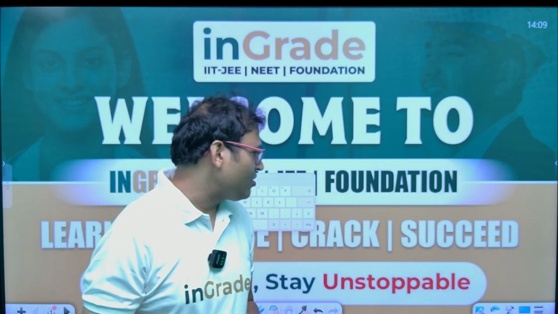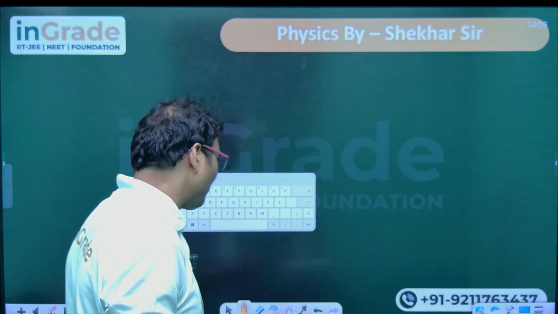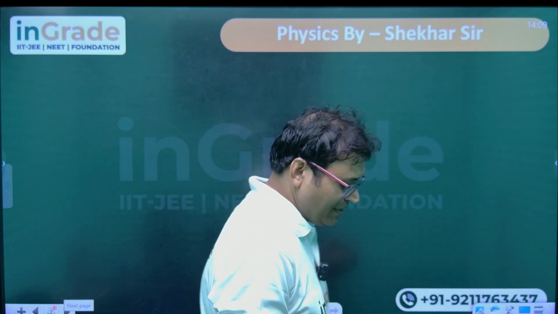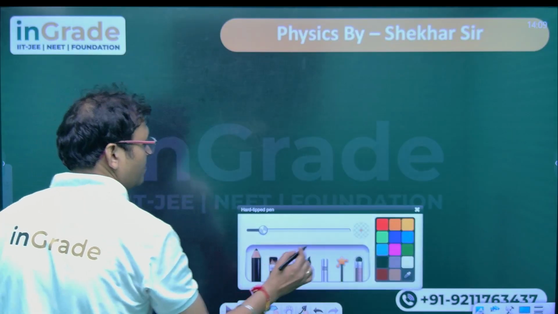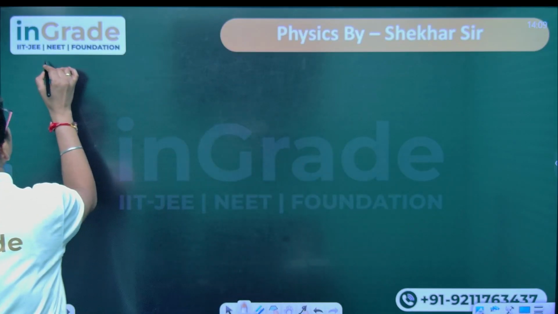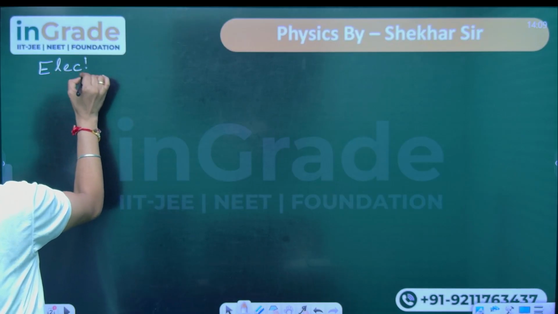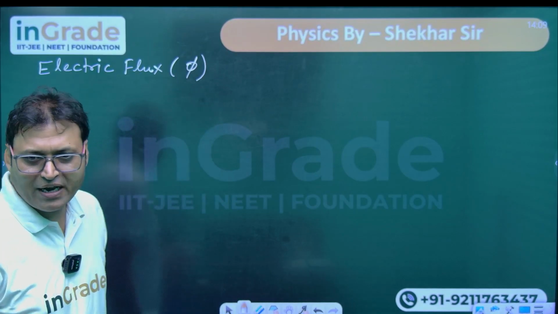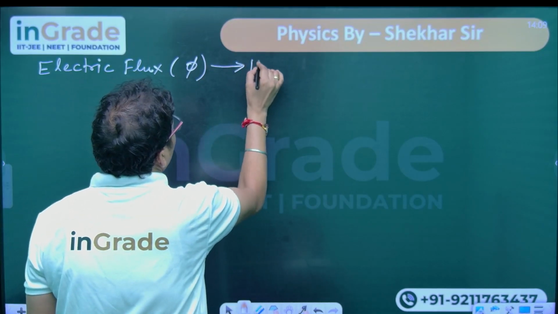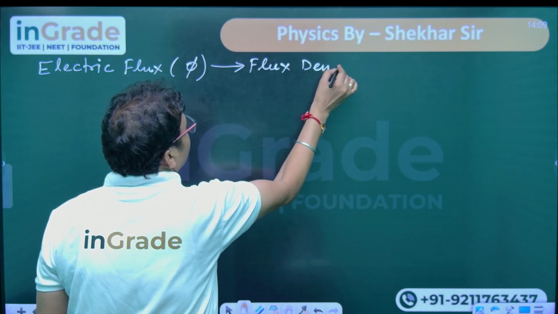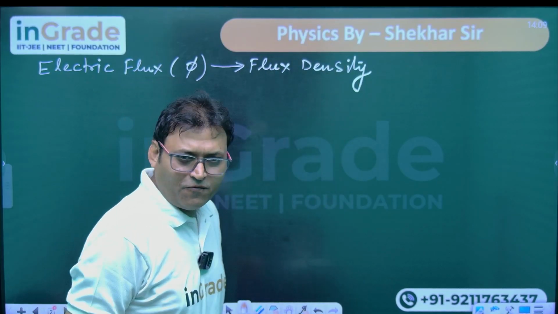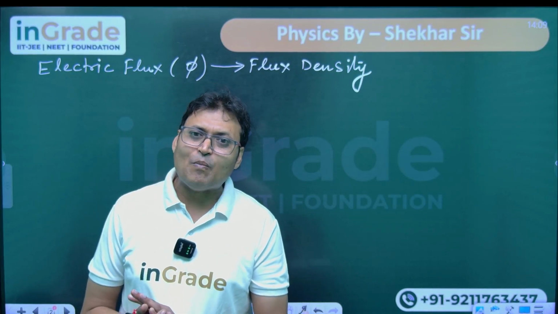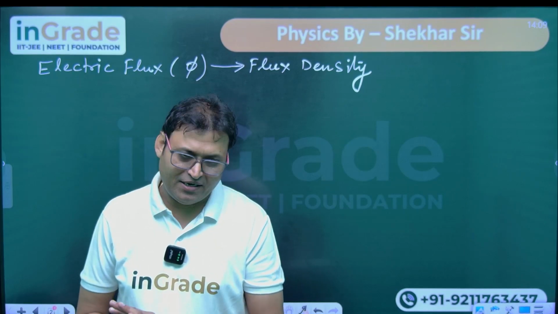Before understanding the Gauss law, we need to understand one term that is called electric flux. Let us try to understand the electric flux first. Denoted by phi, it is also known as flux density. The flux density is a physical quantity which is used to measure the strength of the electric field.